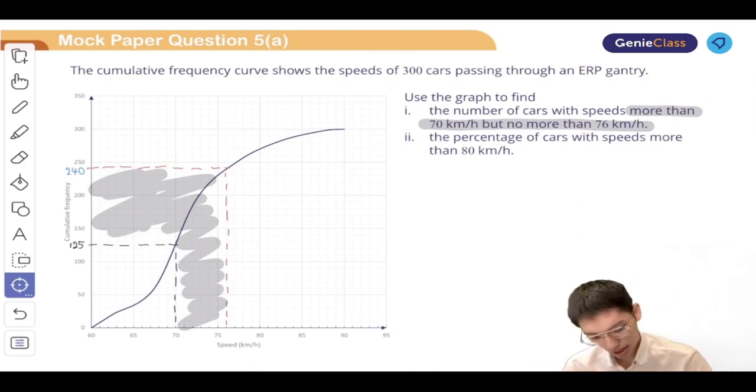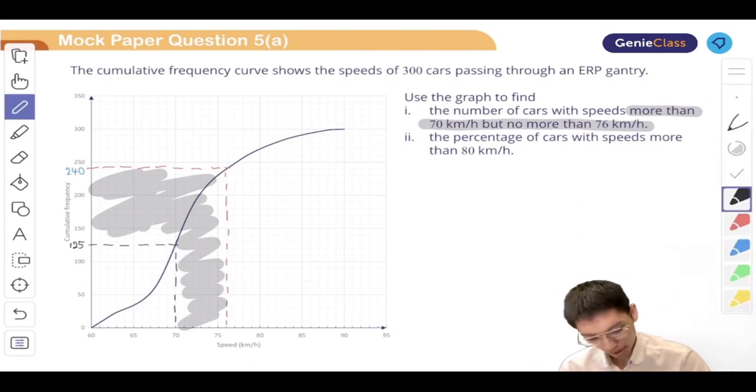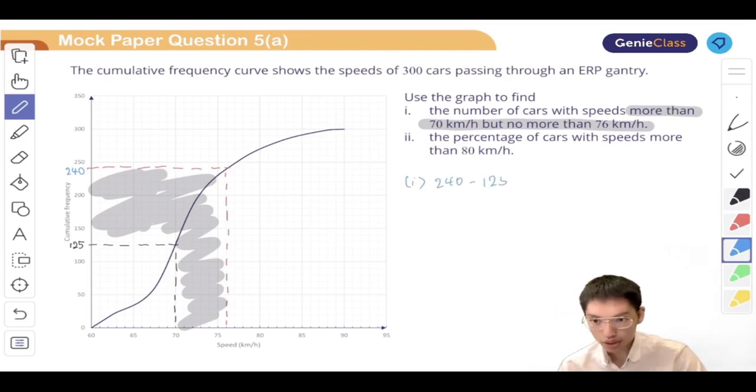Therefore, what we have over here is none other than 240 minus 125. Do a subtraction, it's going to be 150.